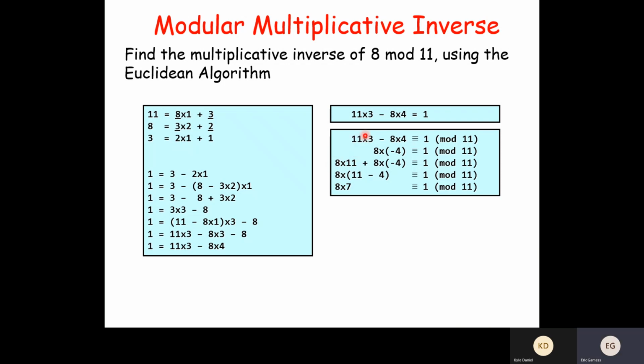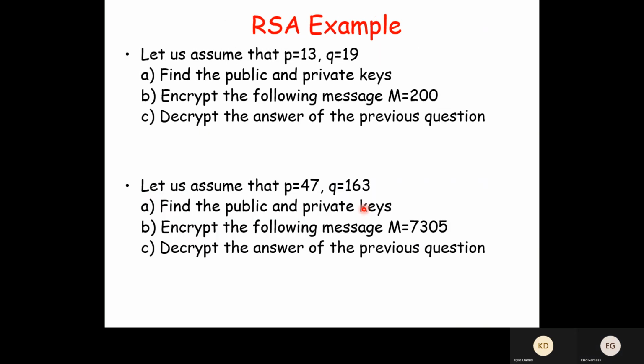So you can suppress anything that is 11 times something, or you can add it. Here we suppress it, here we add 8 times 11. When we factorize the 8, it will be 8 times 11 minus 4. And 8 times 11 minus 4 is 7. So 8 and 7 are inverse modulus 11. So this is what we will have to solve in order to find the private key.